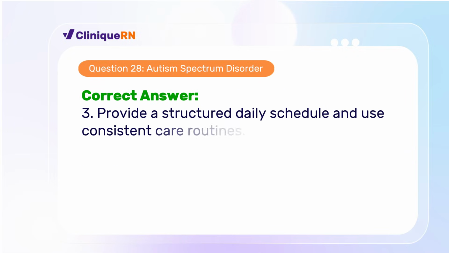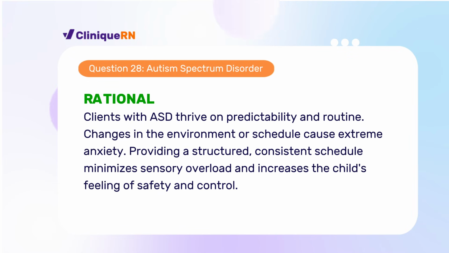The correct answer is 3. Provide a structured daily schedule and use consistent care routines. Rationale. Clients with ASD thrive on predictability and routine. Changes in the environment or schedule cause extreme anxiety. Providing a structured, consistent schedule minimizes sensory overload and increases the child's feeling of safety and control.